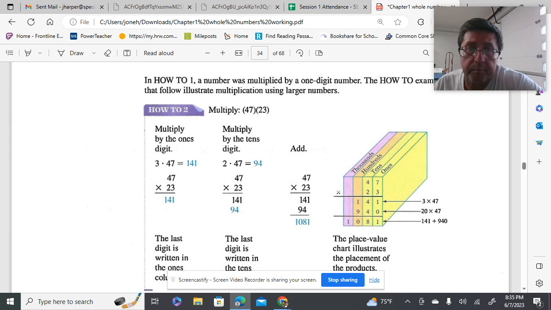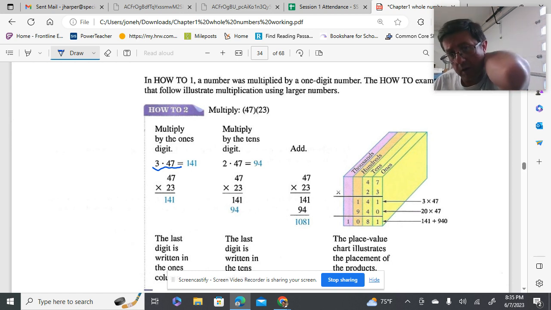Okay, so multiply by the ones digit. What they're showing you on this is to multiply 3 times the whole number of 37... I mean, 3 times the whole number of 47. That equals 141. Well, that's not your whole answer because that's 3 ones times that.